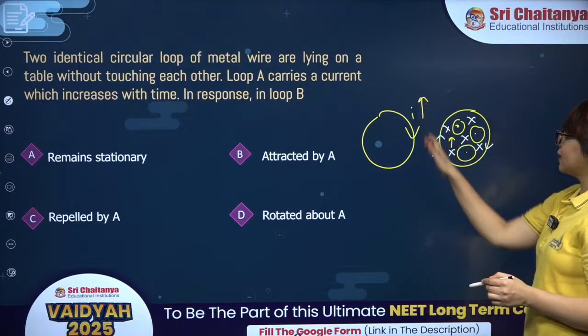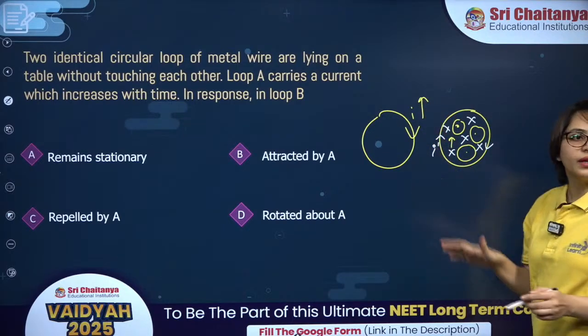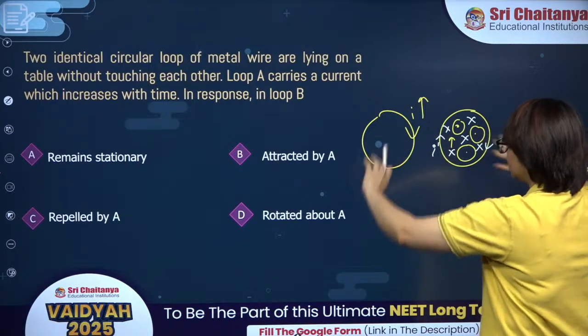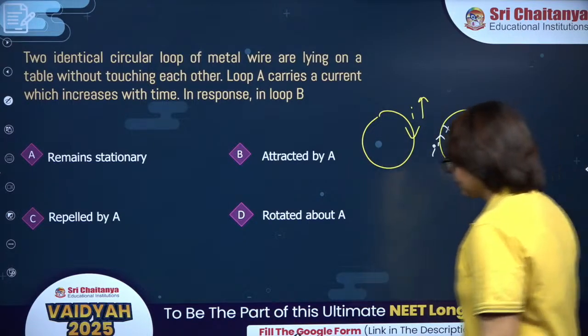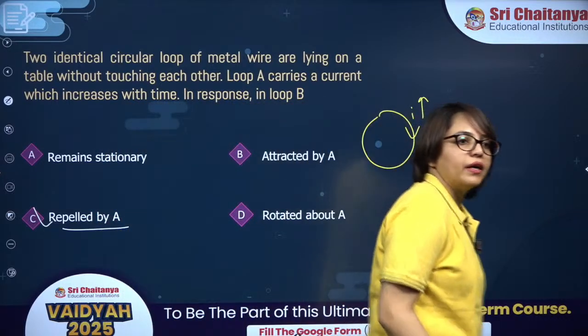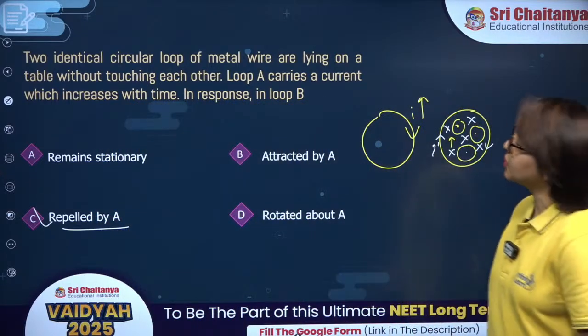So you can see that these currents are anti-parallel. When the currents are anti-parallel over here, these two will repel each other, right? So it will be repelled by A. It will be repelled by A. So correct answer is option C.